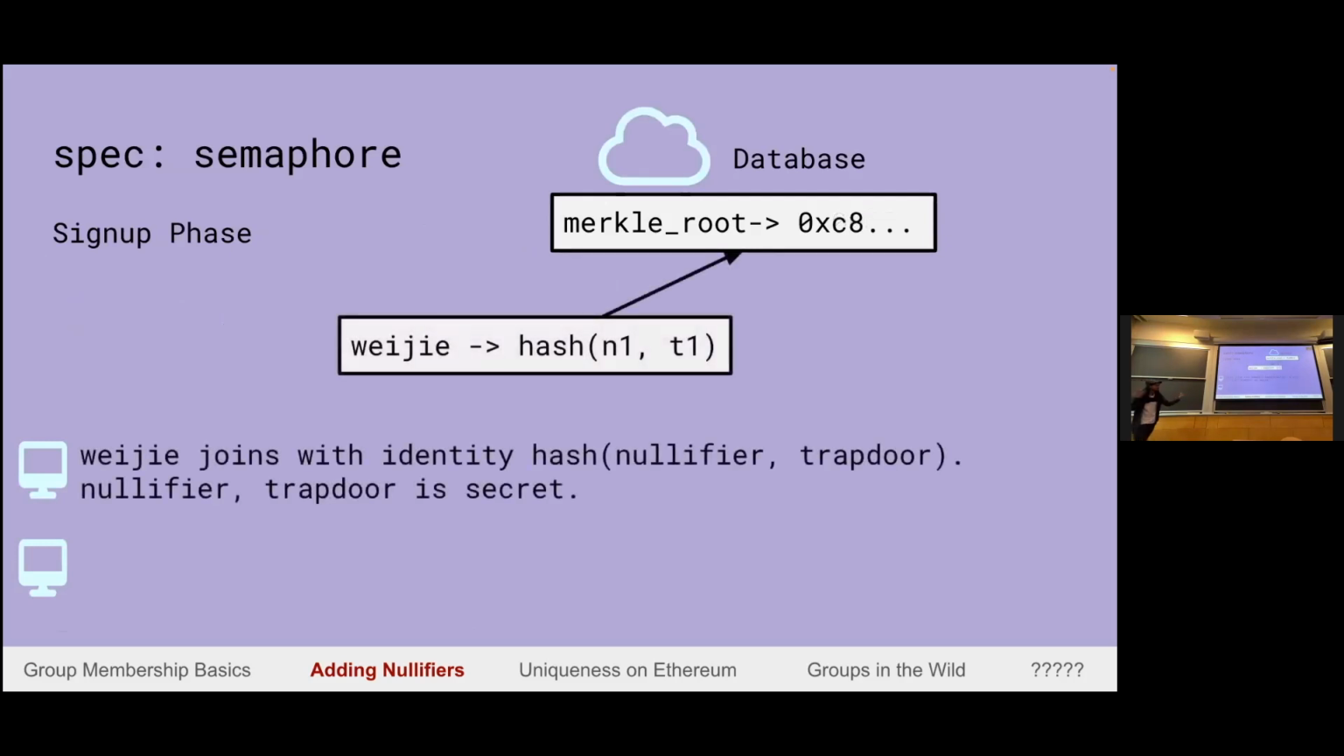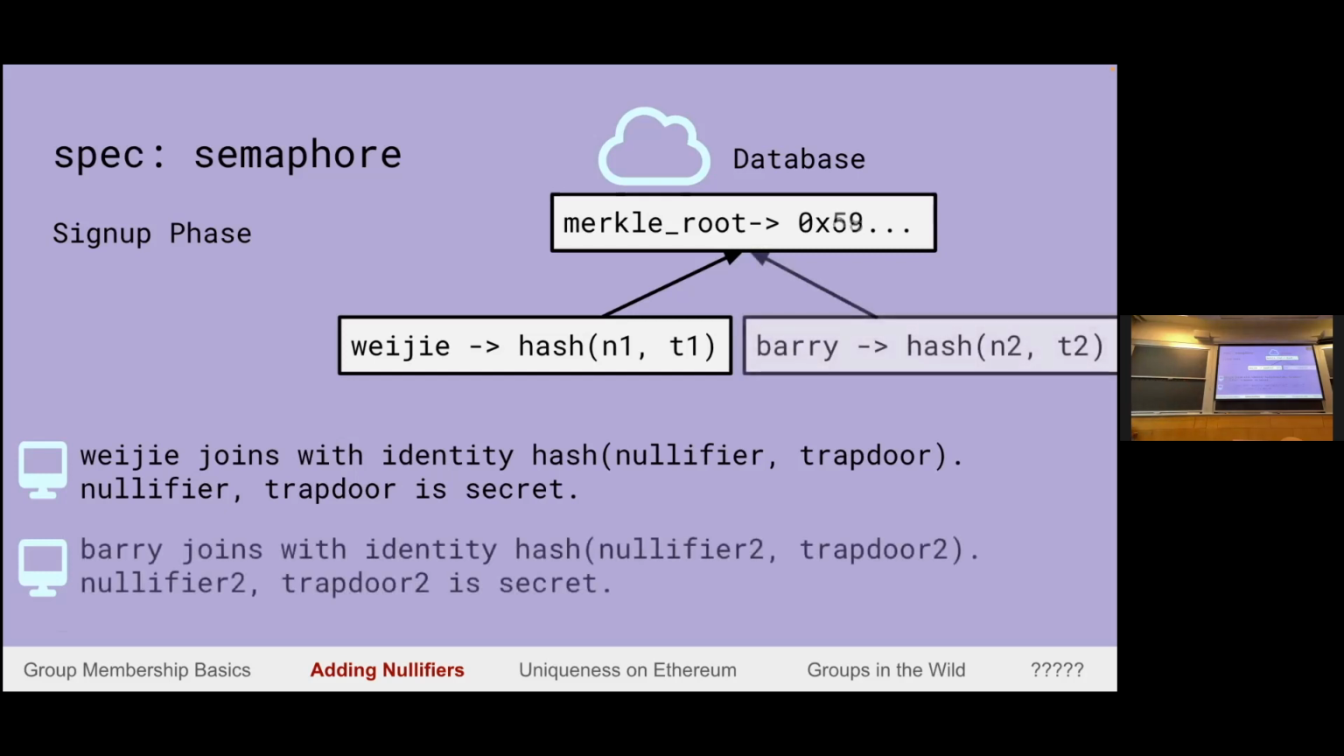OK, so now when people sign up for Semaphore, it's going to be slightly different. You can imagine WeiJay might join the Semaphore group with their identity hash of, instead of a secret, two secrets. So we just split the secret in half. The secret is composed of a part called a nullifier and a part called a trapdoor. And WeiJay, just like in the ZK message construction, keeps the nullifier and trapdoor secret. And so you can see in the database that the root is still there, and the leaf is this new leaf that he's added, which has the hash of the nullifier and trapdoor. And this represents his public identity.